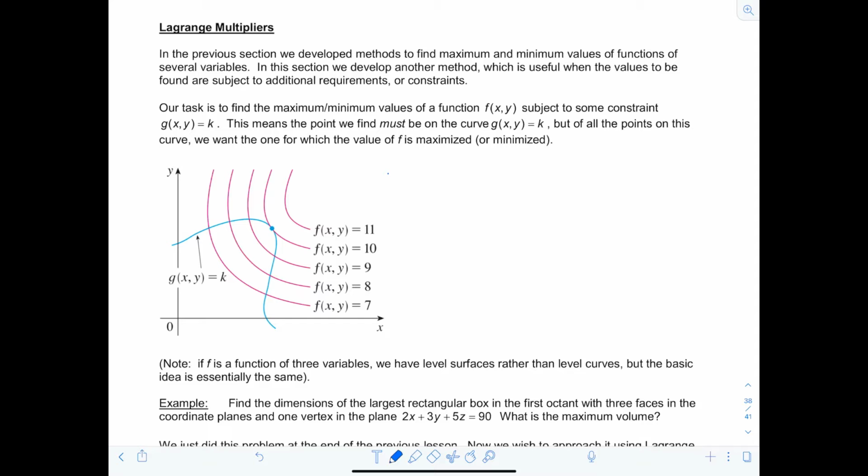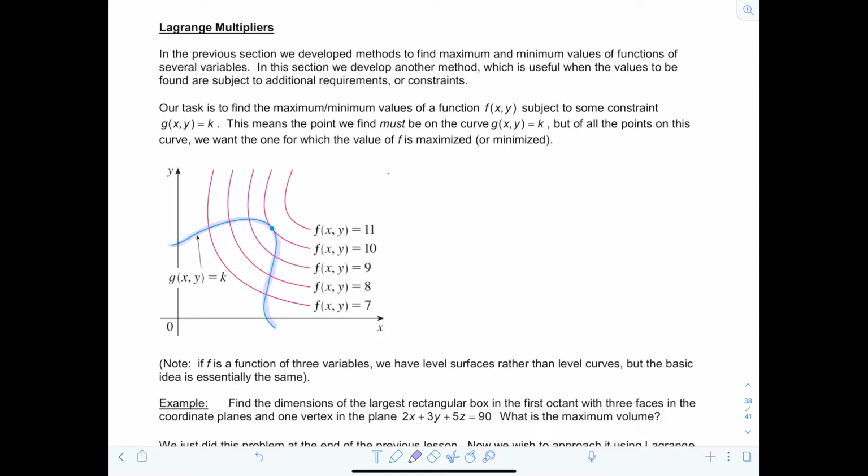So our task is to find the maximum or minimum values of a function, f of xy, subject to some constraint equation, which is given by g of xy equals k. So what this means is the point that we find has to be on the curve g of xy equals k. So notice that curve is shown here. Okay, but of all the points on the curve, I want to find the one where f of xy is the largest or the smallest. I want the extreme values. So how would I go about that?